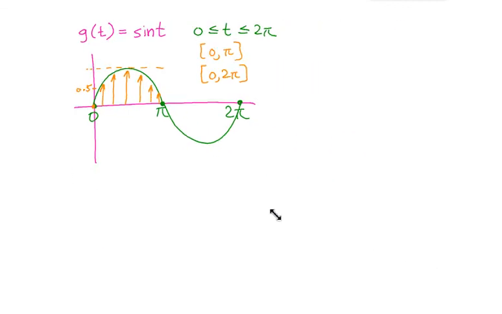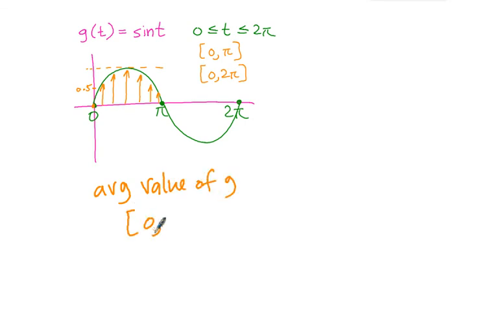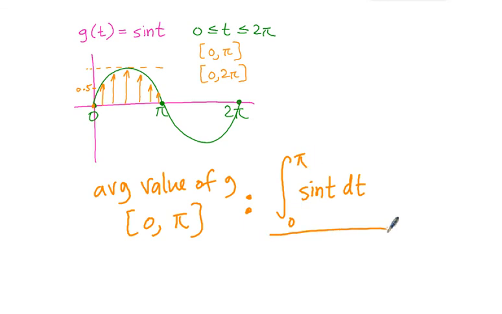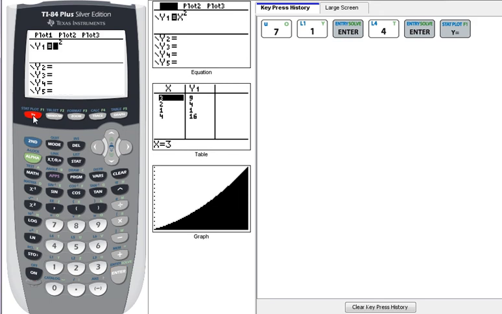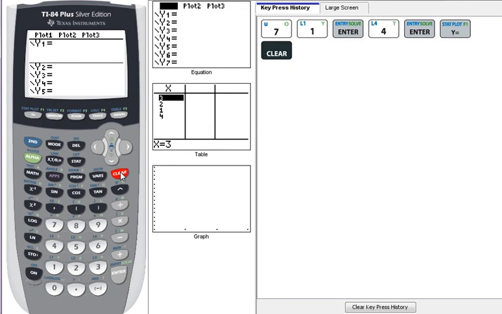Using the formula, let's compute the average value on 0 to pi. So average value of g on the interval starting at 0, ending at pi. We need to find the integral of sine t dt. Start at 0, end at pi. And we'll subtract b minus a and see what we get. All right, here goes. And I would encourage you, if you're watching this at home, pause the video, work this out yourself, and then continue and hit play.